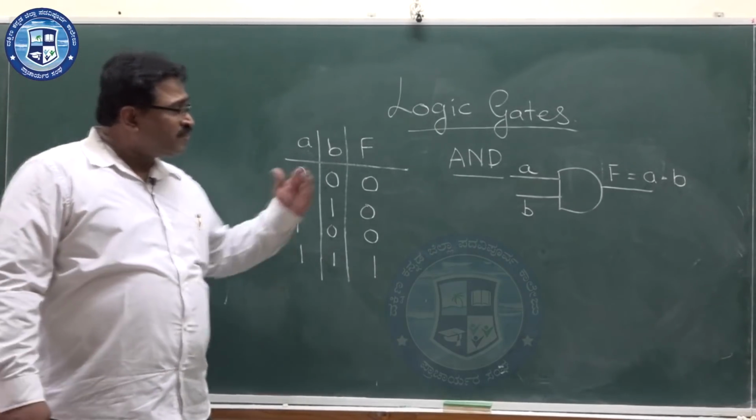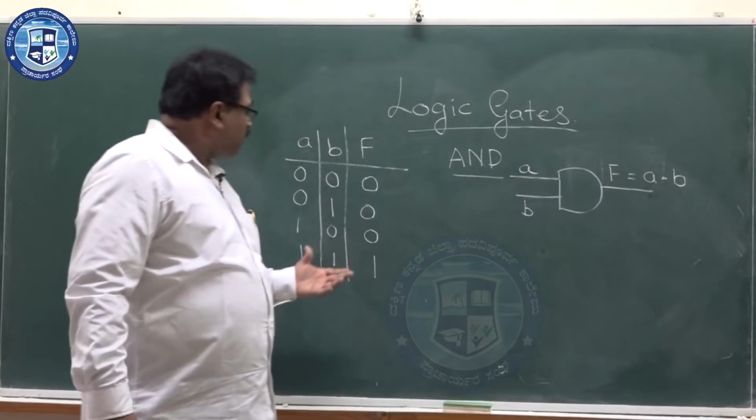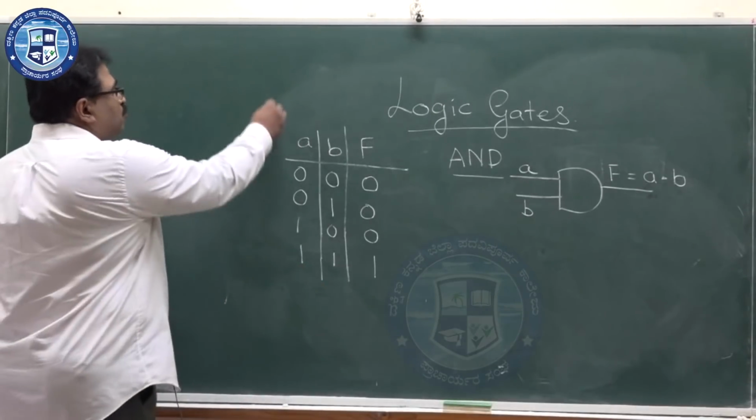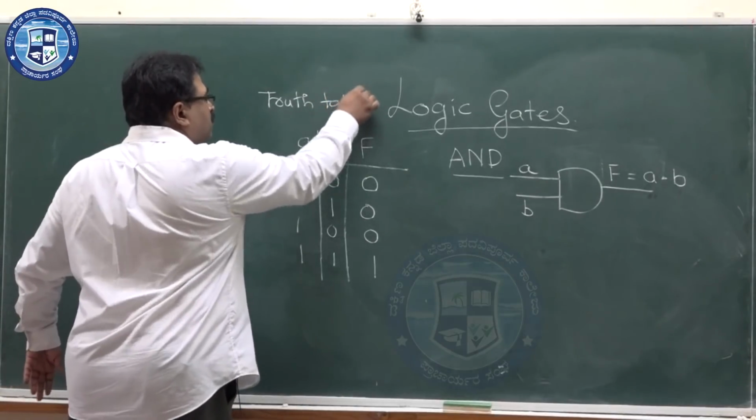You have seen the symbol used, you are seeing the output expression, you are seeing the truth table. So this is the truth table for the AND gate.